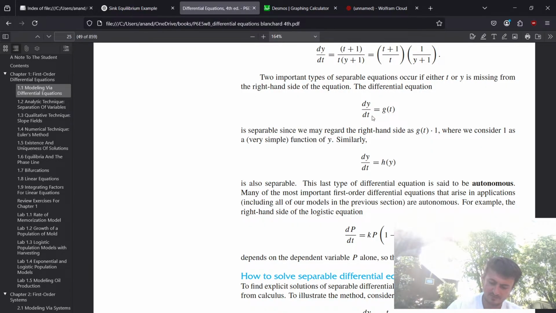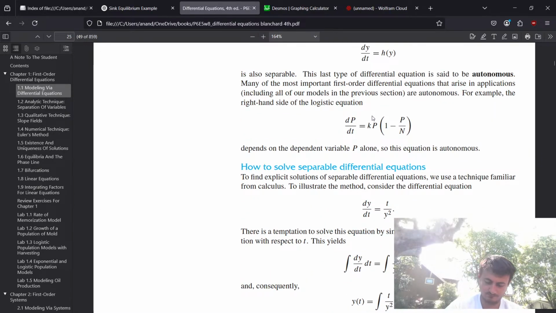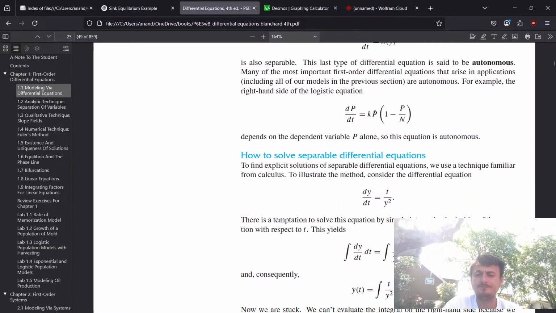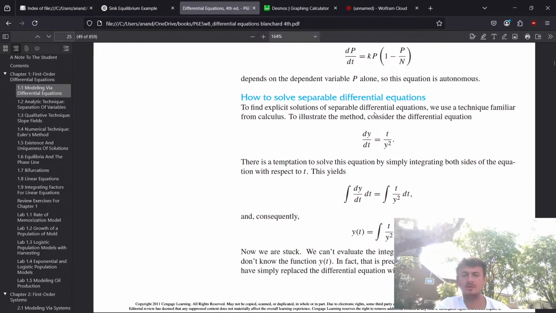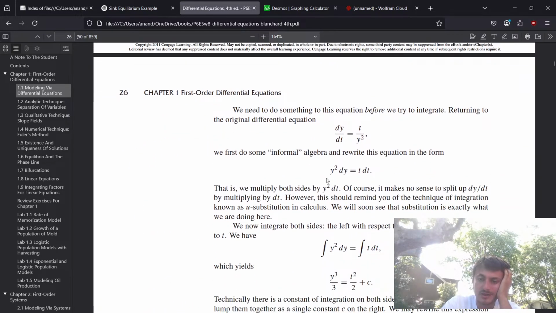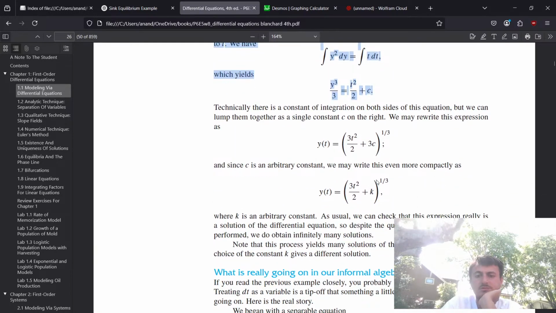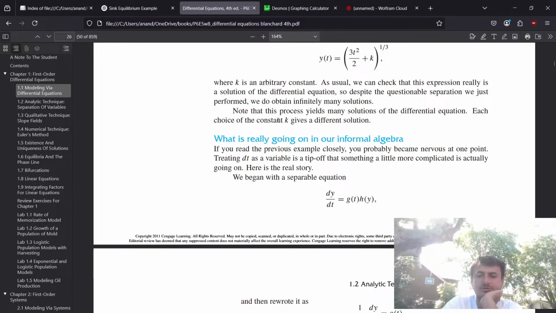And then an autonomous DE is y dot equals f of y. Recall the general form is y dot equals f of t and y. Okay, so how to solve them? You've got to get them on the corresponding sides, right? Yeah, like that. Okay, and then we find an explicit solution. What's really going on?